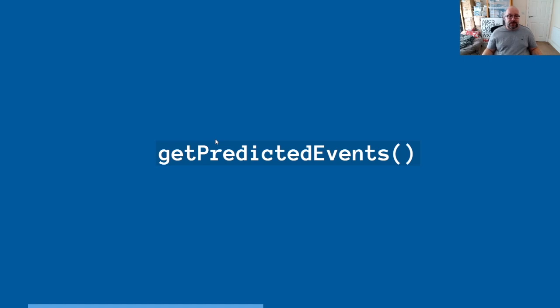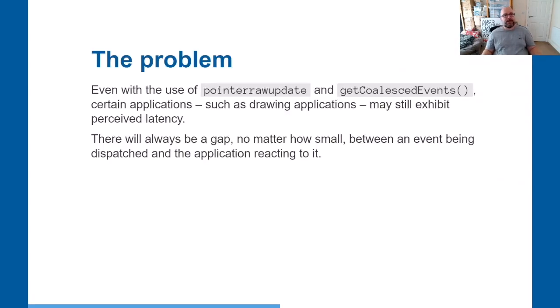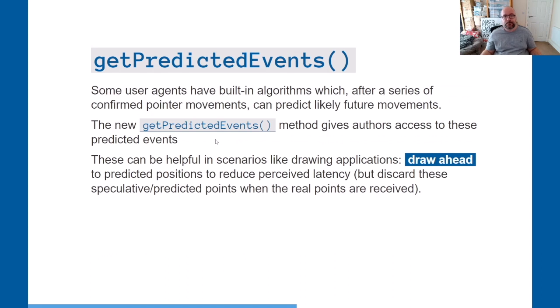Now, getPredictedEvents. The problem is, even though we now have pointerrawupdate and getCoalescedEvents to get high frequency updates, particularly in situations such as drawing applications, there may still be a perceived latency, particularly on stylus enabled tablets, where as you're drawing, there is still a very small gap between the physical stylus being moved, and the application catching up, receiving the events, and, say, drawing a line. So that's where getPredictedEvents can come in handy.